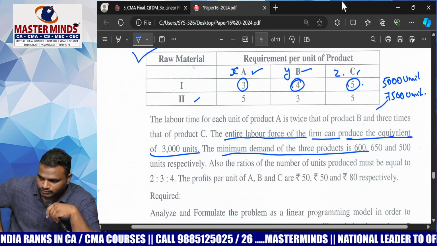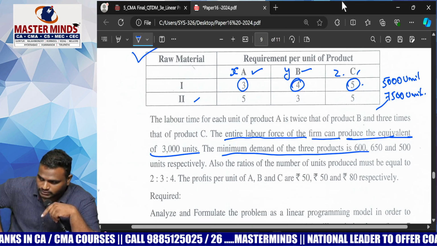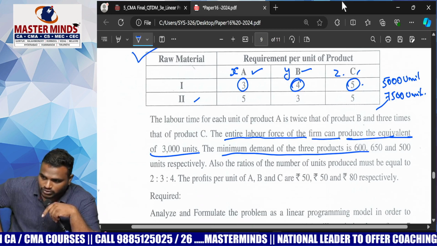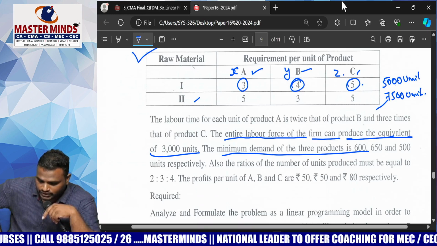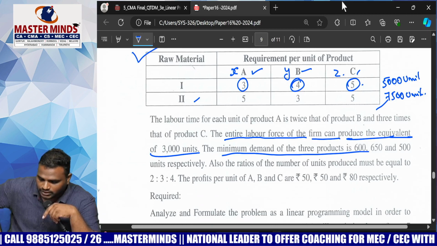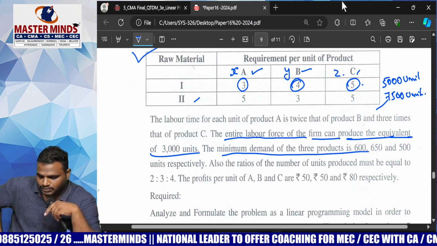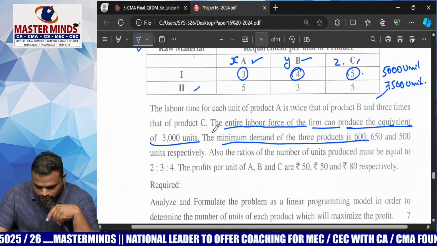Now, what is the purpose of this profit given here? Objective function. Tell me the objective function: Maximization of Z = 50x + 50y + 80z. Maximization of Z. Now, read the requirement.